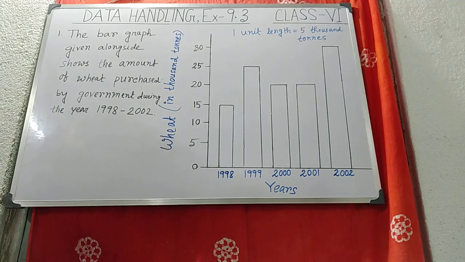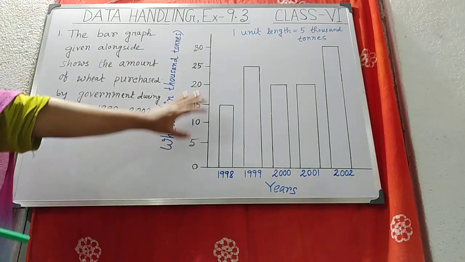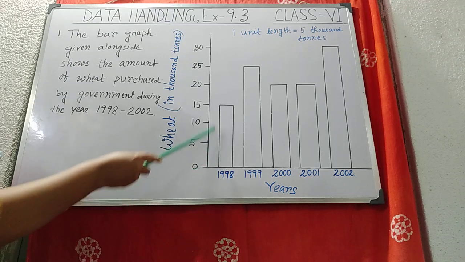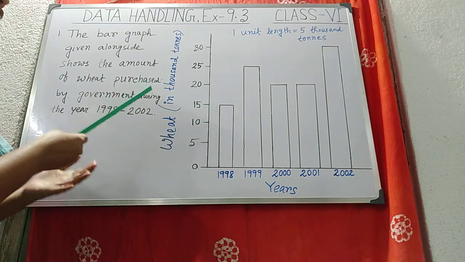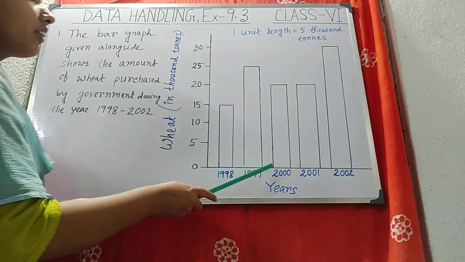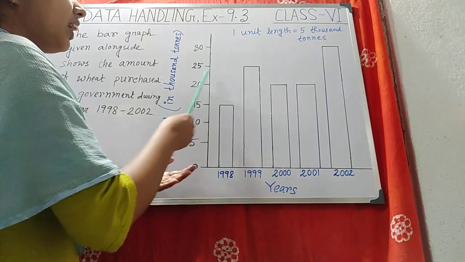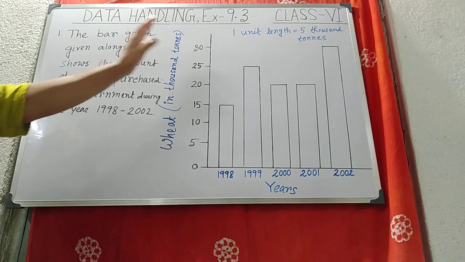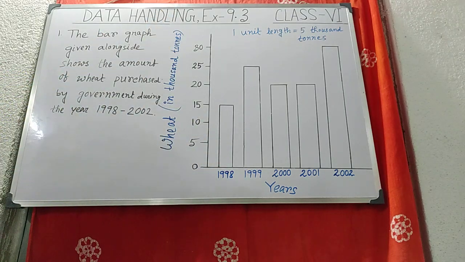20 units equal to 20 into 5000 tons. In this way we'll get the result. One more thing. Here you can see that the first bar graph touches 15. Second one touches 25. Third one 20. Fourth one 20 and fifth one 30. So from this bar graph we can easily understand and relate values with bar graphs.